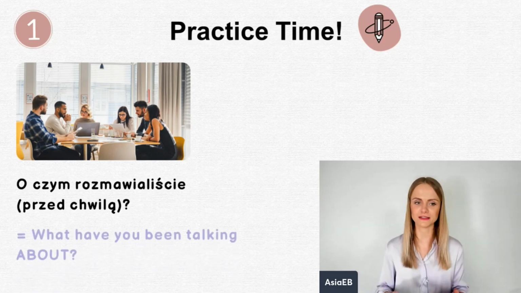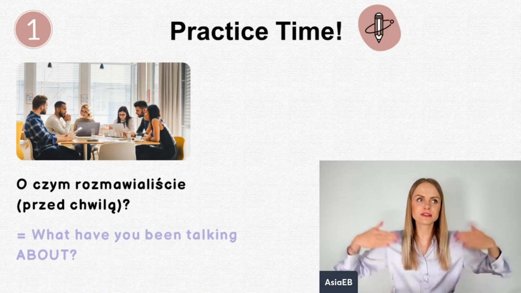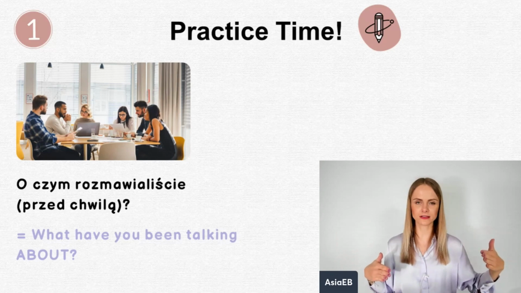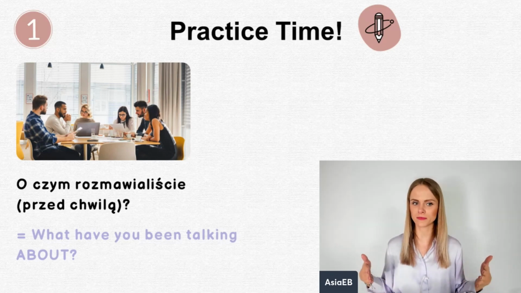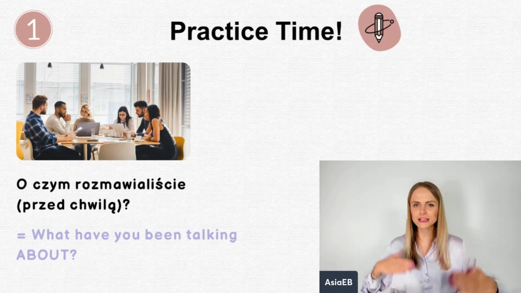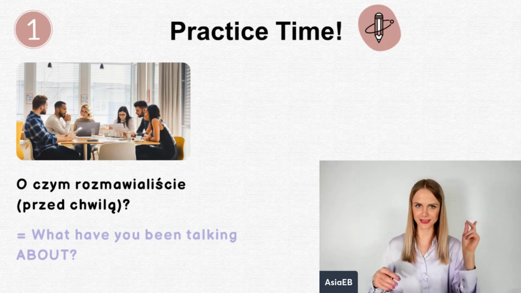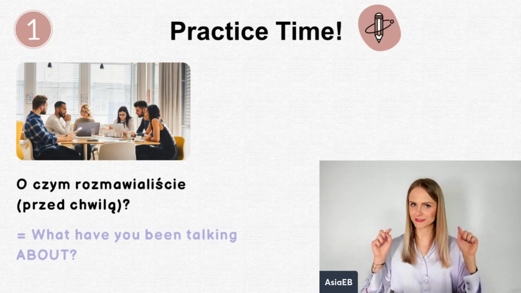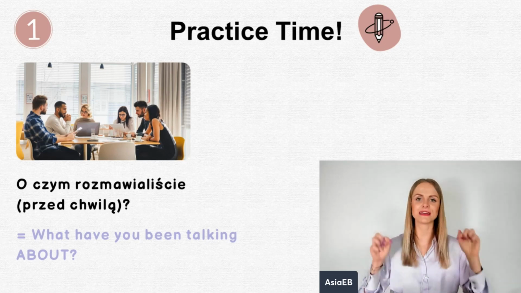So let's check the answer. What have you been talking about? Why? Because imagine you've just entered the room and you can see that your colleagues have just been talking about something, but then when you entered, they suddenly stopped talking and you're asking them, what have you been talking about? Have you been talking about me? Everything is kind of happening now, not yesterday. That's why we will use present perfect continuous tense here. But the most important thing, preposition at the end.